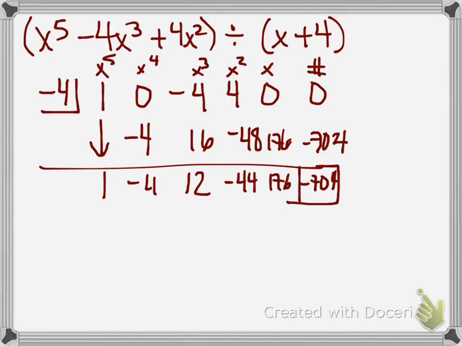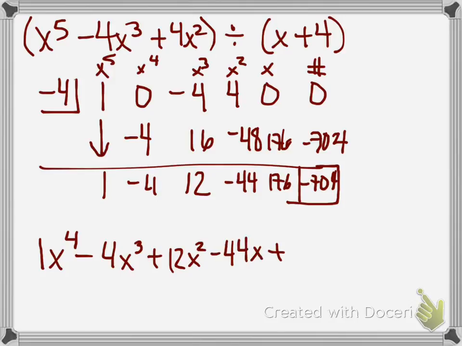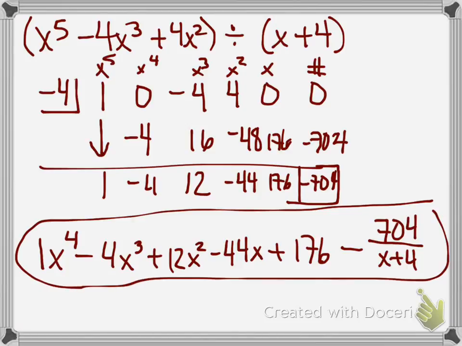I'm a little tired. Okay, so now this was x to the 5th, so this is x to the 4th, 1x to the 4th, minus 4x cubed, plus 12x squared, minus 44x, plus 176, minus 704. This is how I'm going to write the remainder, x plus 4. Okay, so notice how I put the remainder as a fraction over the divisor. Okay, there you go. So keep in mind that if you're missing pieces, you have to put those in.